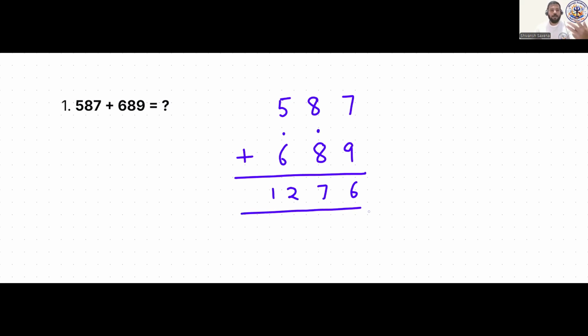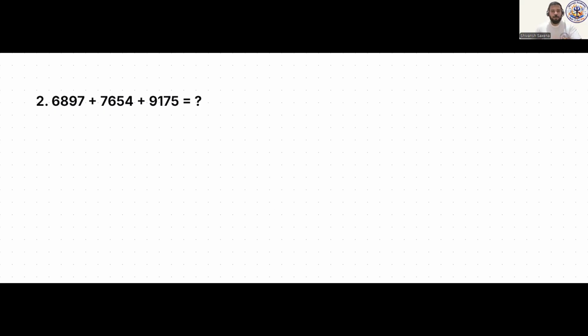Now I understand that with 3 digits, it seems like we are doing the normal addition method, but let's see through more complicated examples how this method is superior and much faster than the other basic methods that we follow. Here's the second question: 6,897 add 7,654 add 9,170. Let's see.